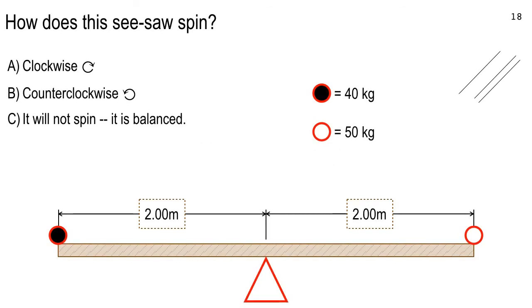Read this one carefully and answer. Which way does the seesaw spin, at least at the start? Clockwise, counterclockwise, or not at all? And maybe make a diagram of this too. So A, B, or C. And try to add a diagram of this into your notes.